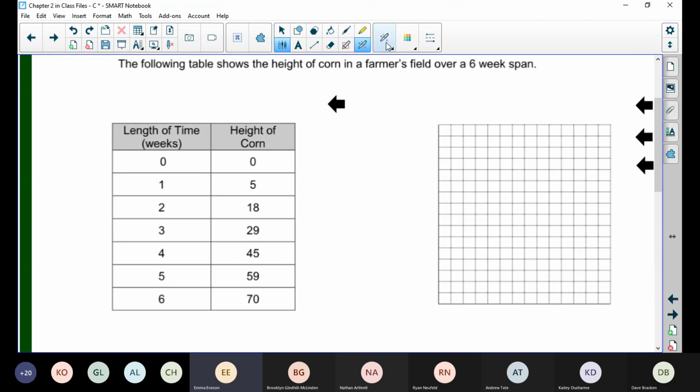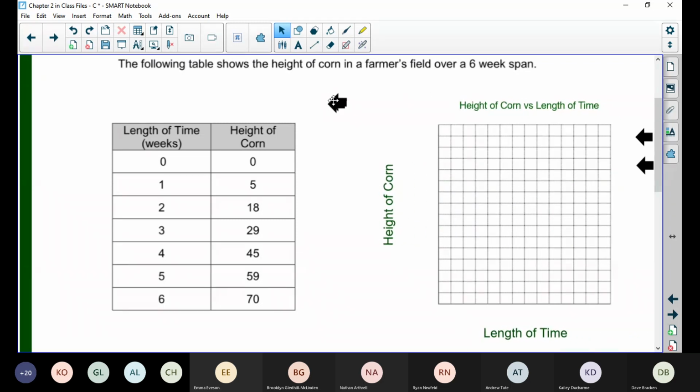Oh wait, no. Height of corn versus length of time. That is correct. I knew you were going to fix it. That is correct. It's always the side versus the bottom. So here's what I have, and you guys can also do. Length of time goes on the bottom, height of corn goes on the side, and you've got your title. You guys can fill that in.